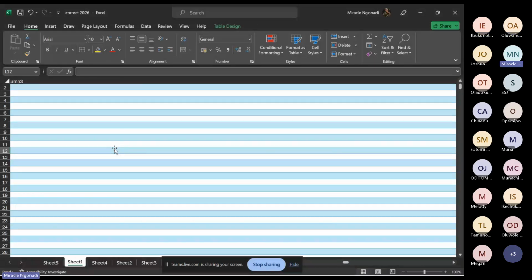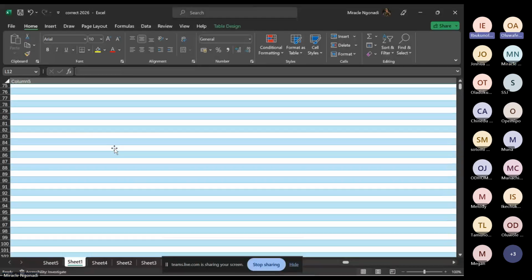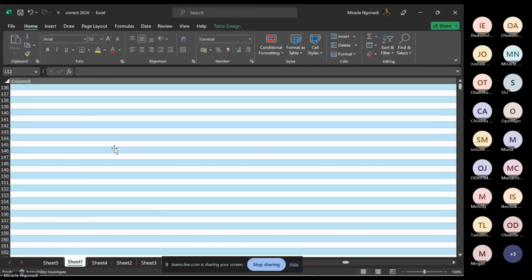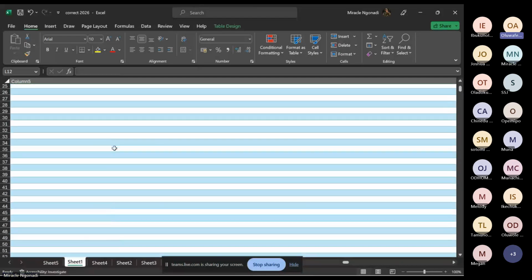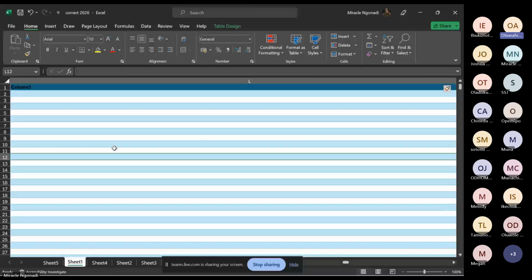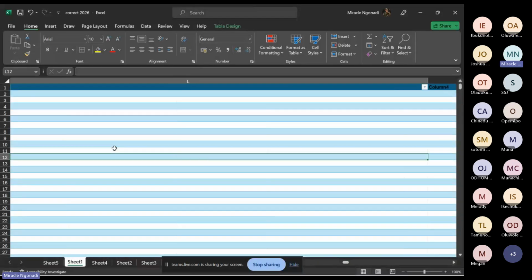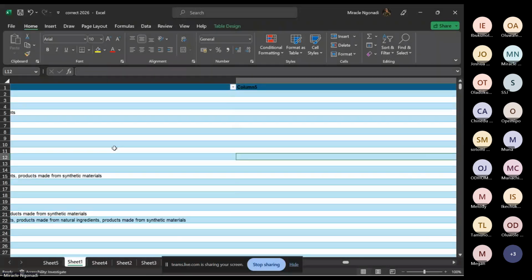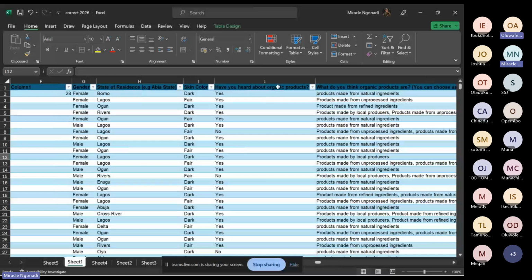Is it this one? No, keep scrolling. The one that has the multi-choice question, I think is on column J. Just scroll to the right, like you are going to the beginning. Okay, I, J. Yes, this particular one. It says, what do you think organic products are? Click on that one.